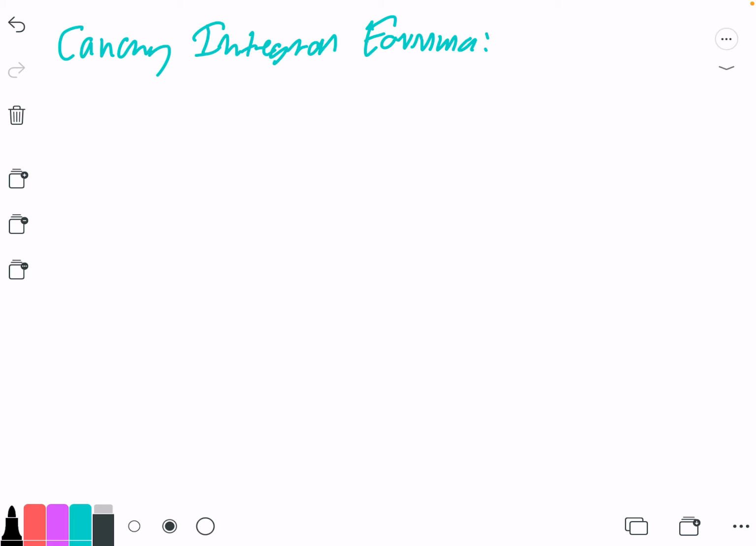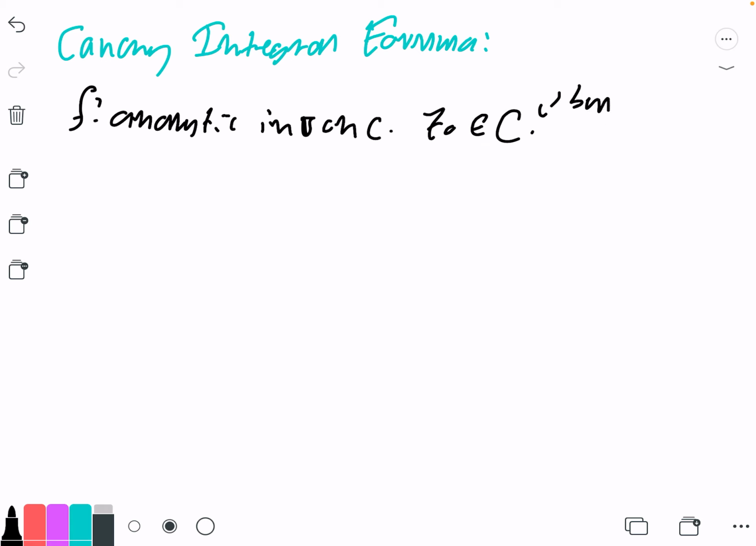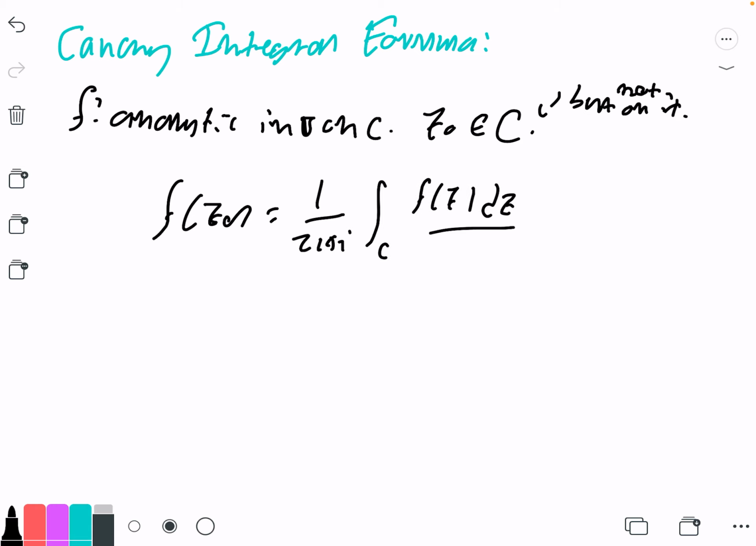So suppose f is analytic both inside and on a simple closed contour C, in the positive sense, and z0 is any interior point of the contour, some point within C but not on it. Then f of z0 is equal to 1 over 2 pi i times the contour integral of f of z dz over z minus z0. This is also a rather analysis-flavored proof, I guess, but I can run through it.